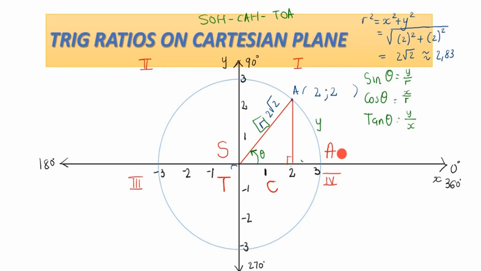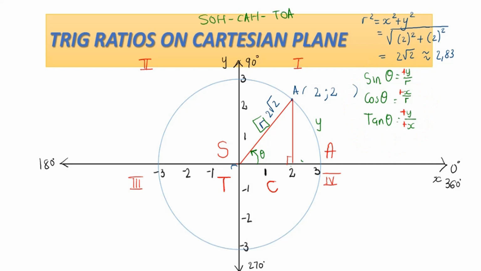Let's have a look at the first quadrant. Do you agree that in the first quadrant, we are working with x values that are positive and y values that are positive? Meaning that y is positive, so the sine is positive in this quadrant. The x is positive, so the cos is positive. And with tan, both the y and the x are positive. Therefore, that is why they say that all the trig ratios are positive in this quadrant.